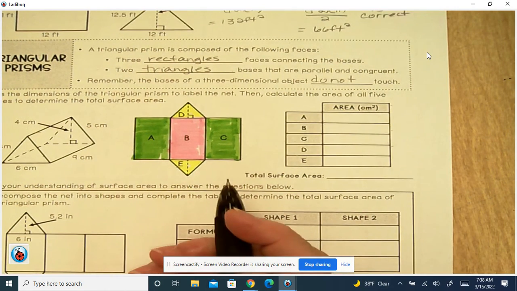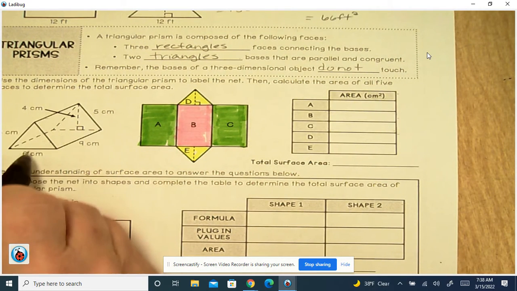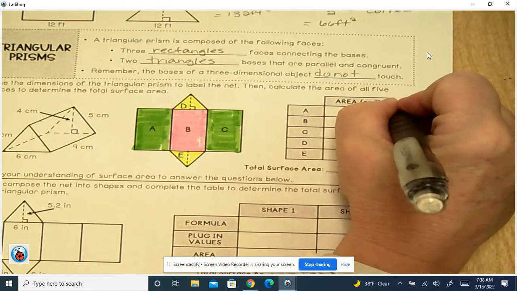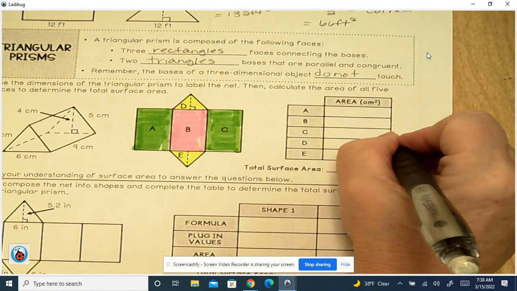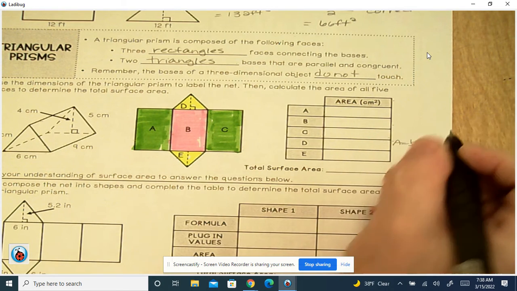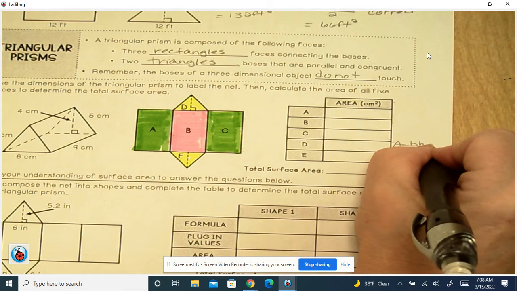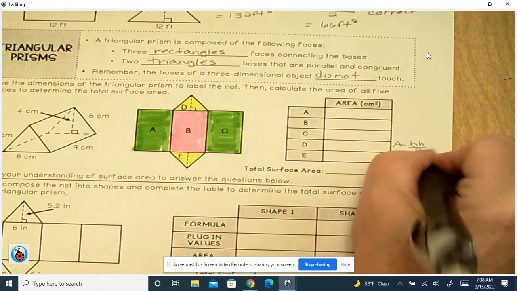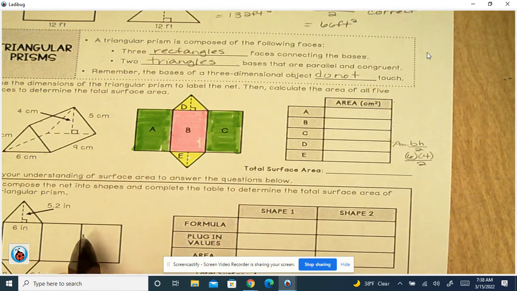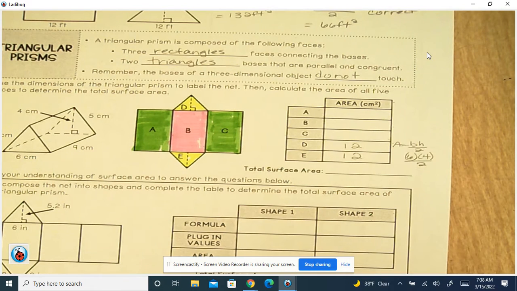All right, so if we look at our triangles first, we've got a base of 6. So the triangle is going to be D and E. So we've got the area equals the base times the height divided by 2. So we've got a base of 6 and a height of 4. And then divide that by 2. 6 times 4 is 24, divided by 2 is 12. So D and E are going to be 12.